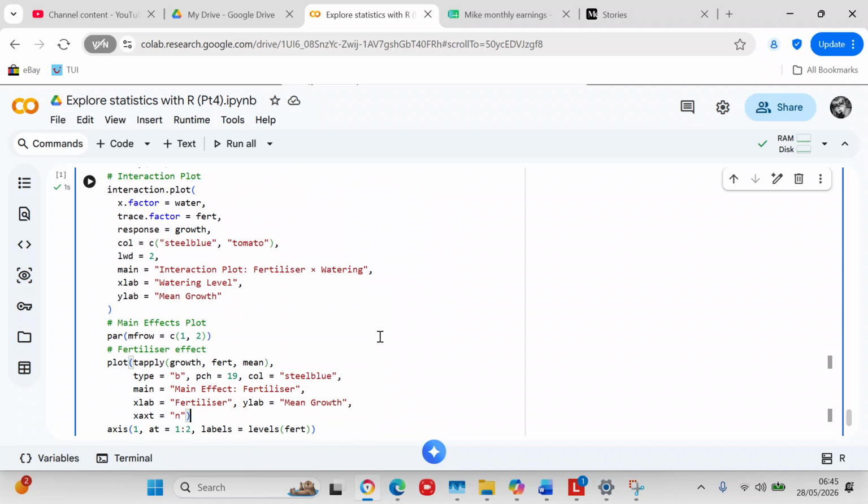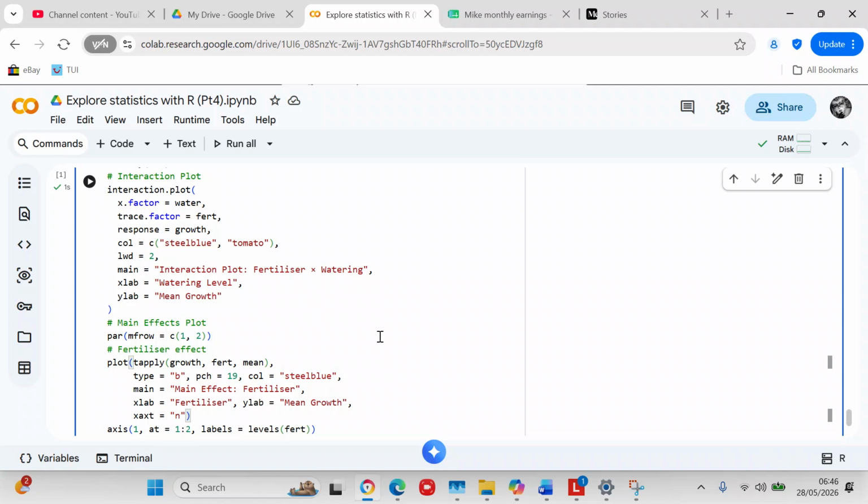So it was created to have a low p-value. Now we're going to plot it. We're going to create an interaction plot. So interaction.plot, x.factor equals water, trace.factor equals fert, response equals growth. The color is a vector of steel blue and tomato. Line width is 2. Main is your title, being interaction plot, fertilizer times watering. X lab is the label of your x-axis, which is watering level.